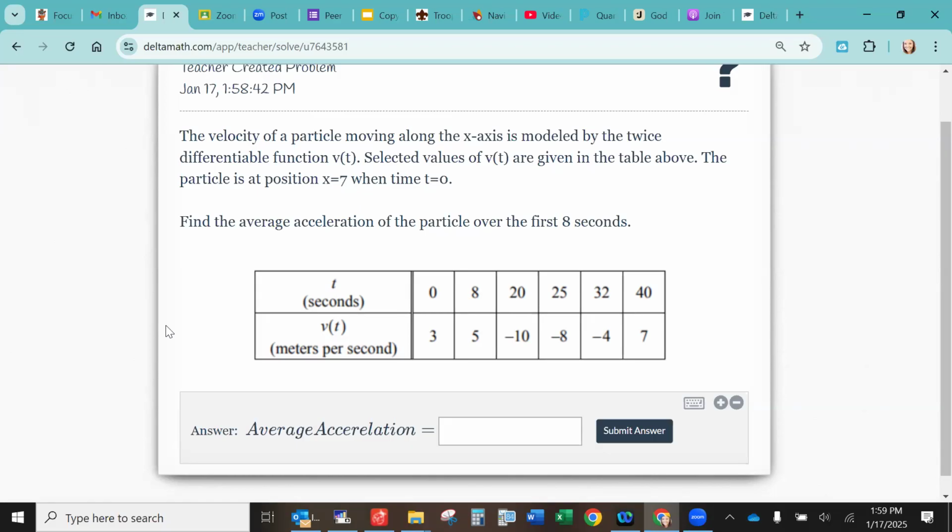Yes, Leo. So it's 5 minus 3 over 8 minus 0. For the first 8 seconds, correct. Wait, hold on, say that again. 5 minus 3 over 8 minus 0, correct. Wait, hold on, what's 5 minus 3? 2 over 8 minus 0 is 8. Yeah, probably 5.